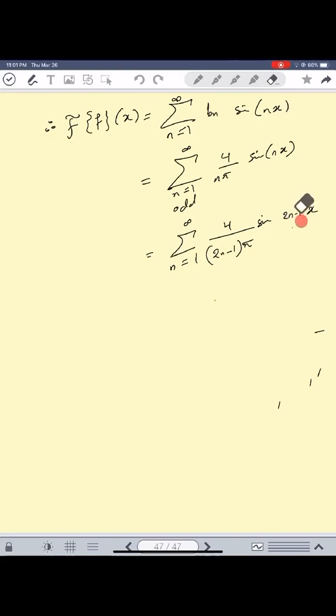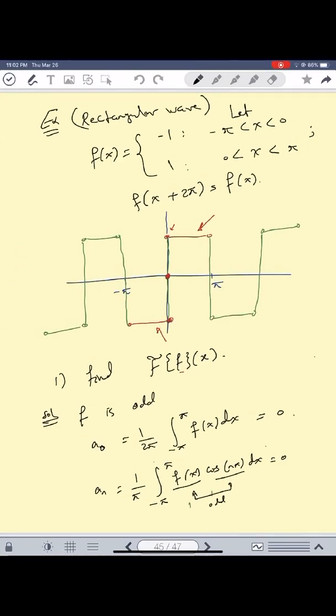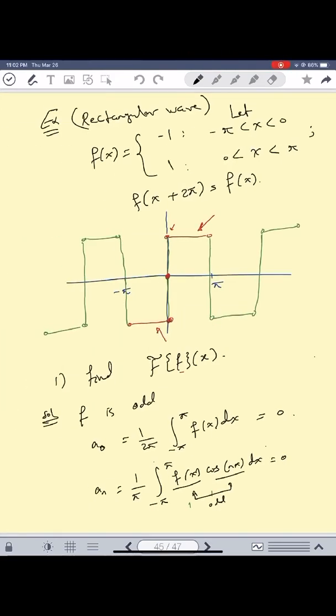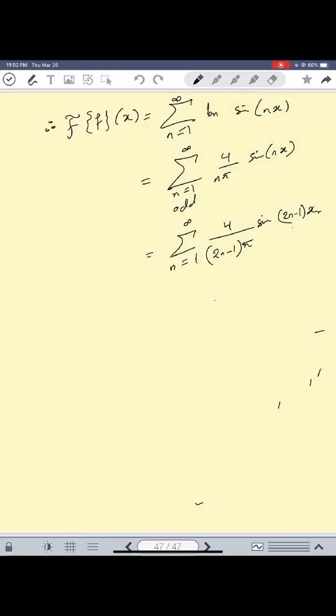I just have big parentheses. So in the end, this is what we have for our series. This is the Fourier series. Again, we started with the rectangular function, the rectangular wave. We found all the Fourier coefficients. Remember, these A0, An, Bn are called Fourier coefficients. So in the end, we got this Fourier series.